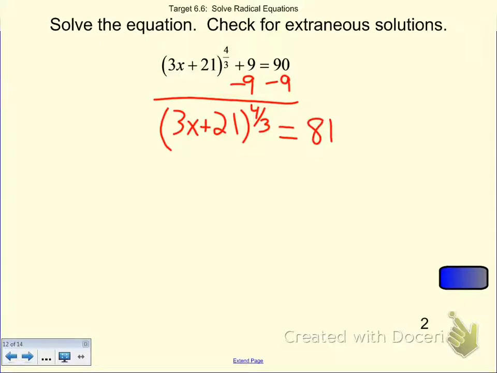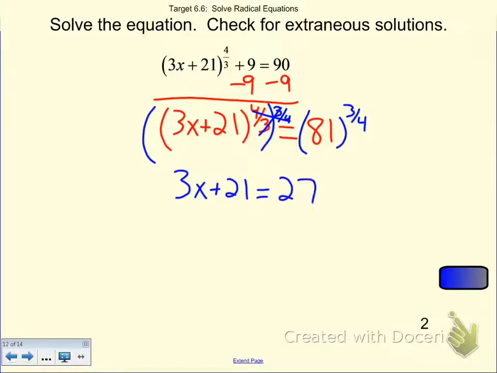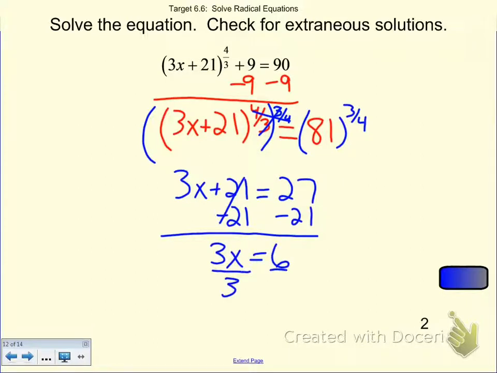How do we get rid of a fractional exponent? Well, we're going to put it to the power of the reciprocal of that exponent. So the exponent is 4/3, and we're going to use the reciprocal, 3/4. So we have 3x plus 21, the 4/3 and 3/4 cancel out, equals 81 to the 3/4 power. That means the 4th root of 81, which is 3. 3 cubed is 27. Subtract 21 from both sides. 3x equals 6. Divide both sides by 3, and x equals 2.